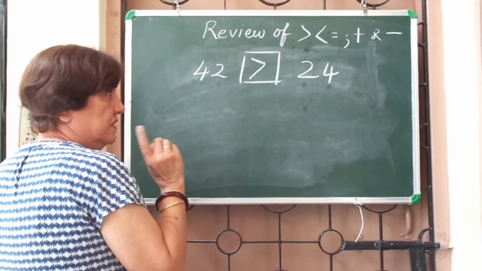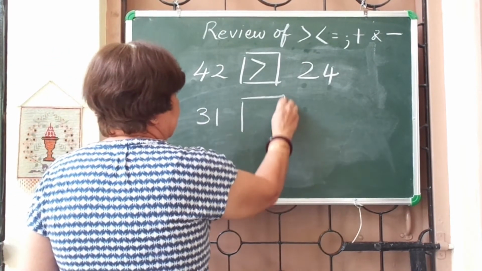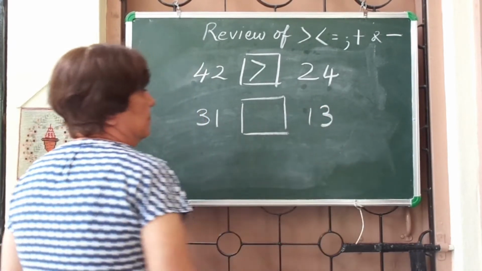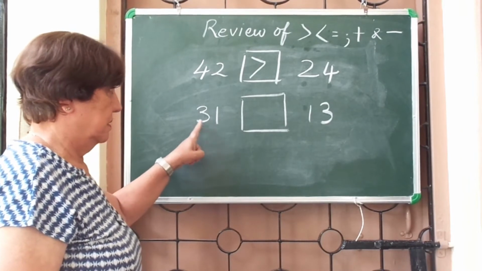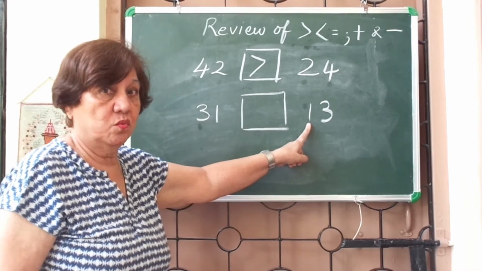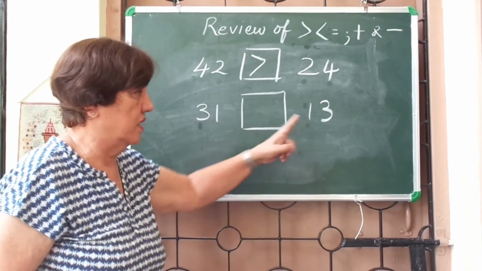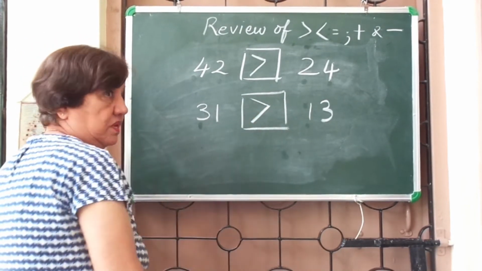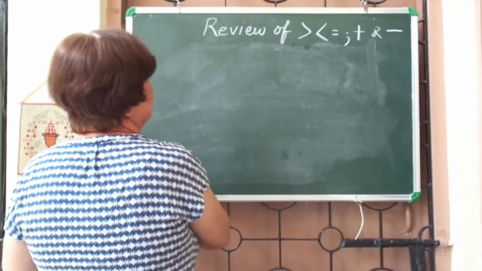Now this is another one that I am doing. This is say 31 and this is 13. You have to be very careful here. You have to look at the first number. This number is 3. This first number is 1. So which is greater? 3 is greater than 1. So I will put it this way. Okay?